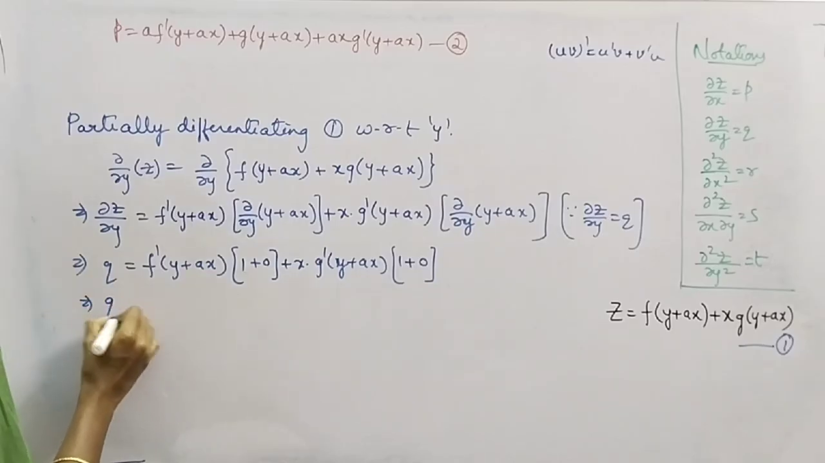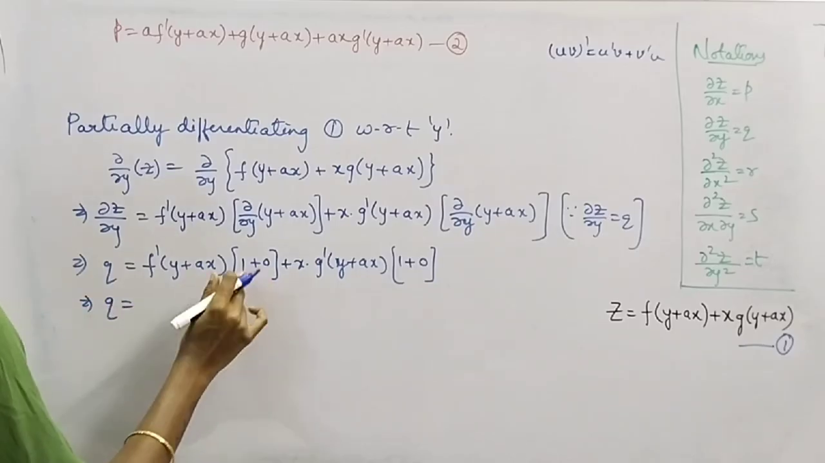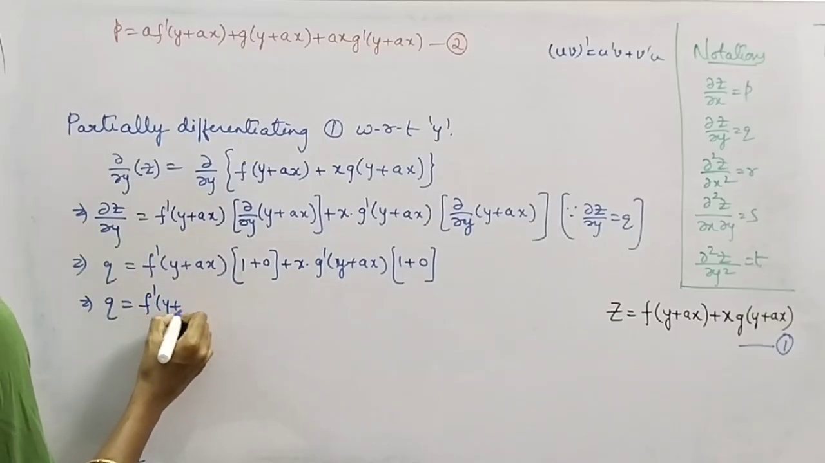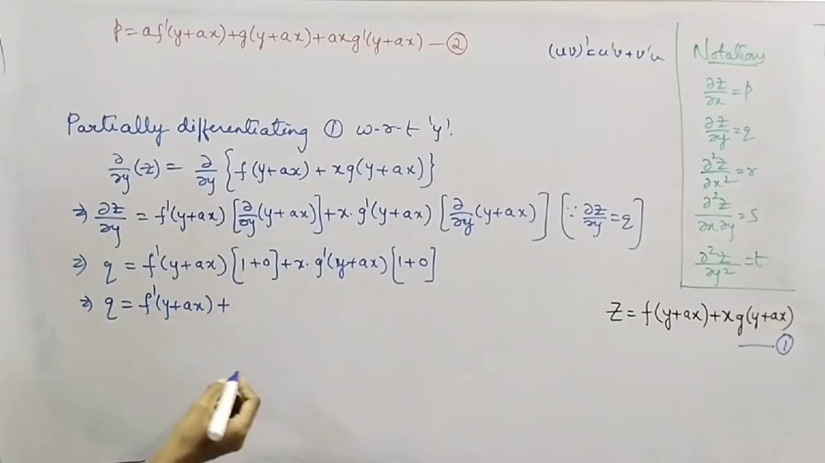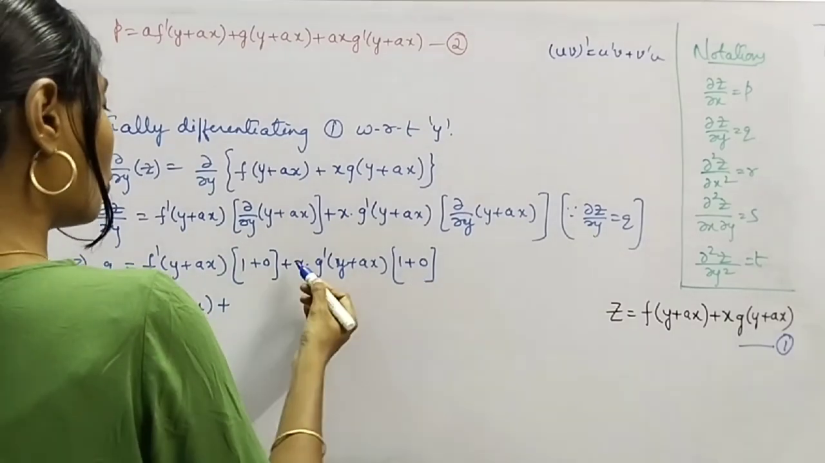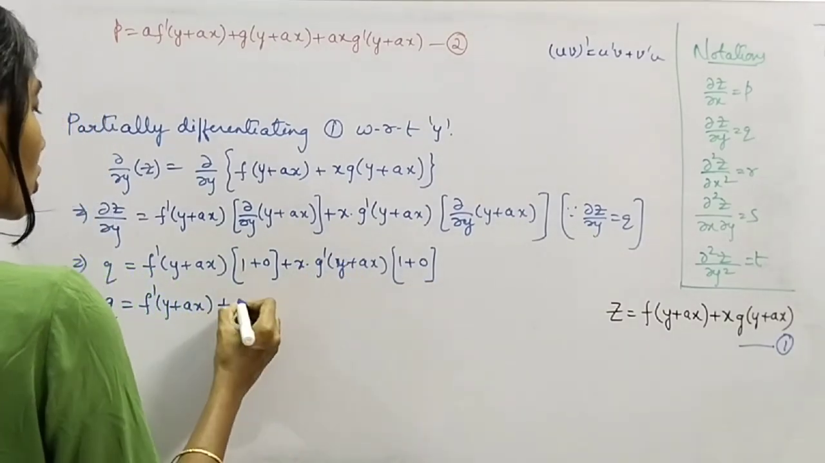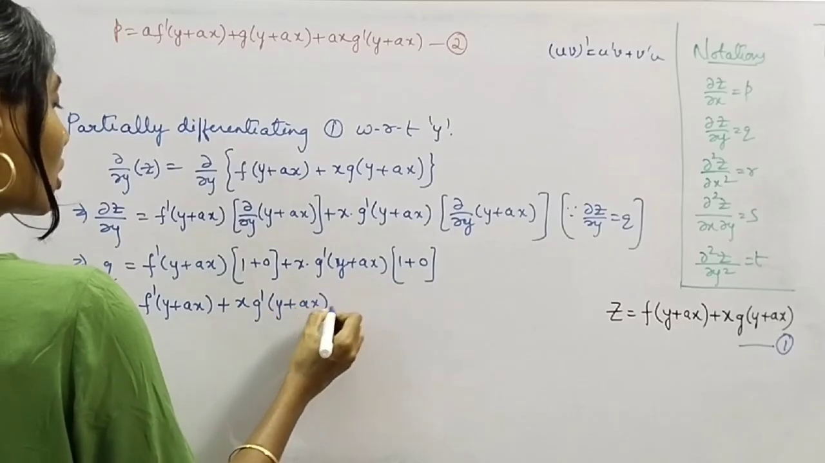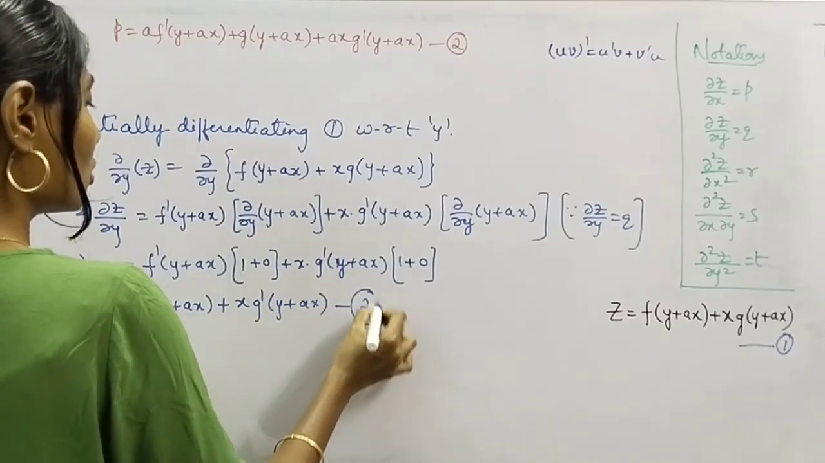Fine. Now we'll get q equal to 1 plus 0, 1. 1 into f dash is f dash, that is f dash of y plus ax, plus 1 plus 0 is 1. 1 into x, x into g dash is x g dash, x into g dash of y plus ax. Consider this as equation number, say, 3.